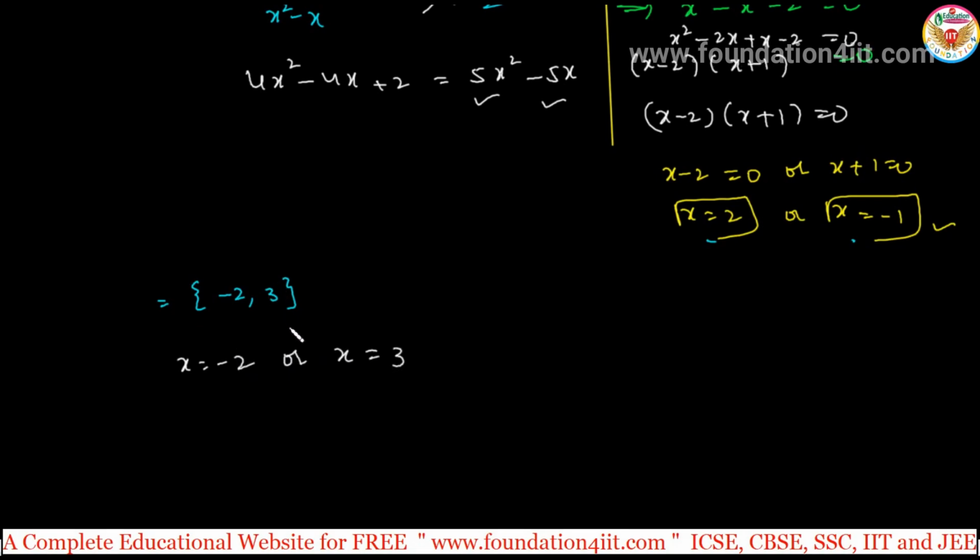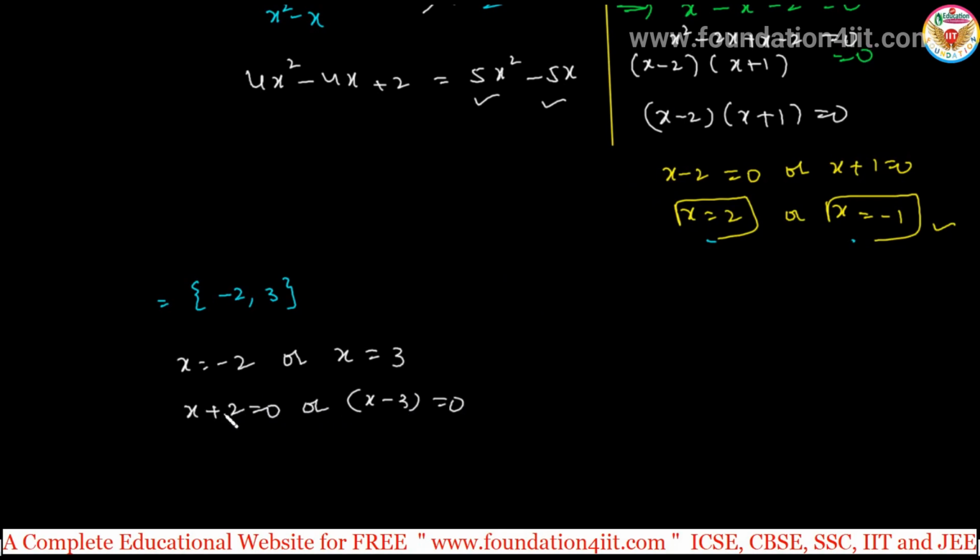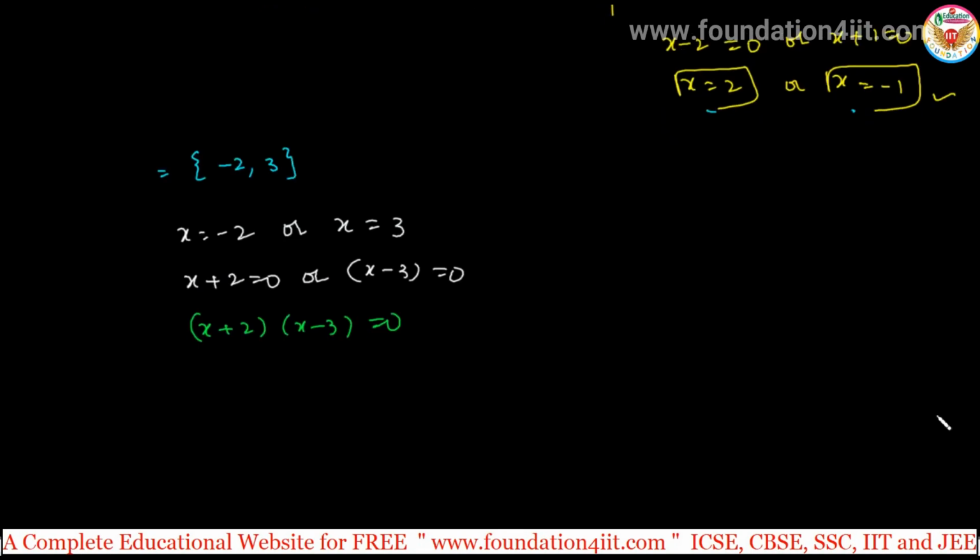The solution set is given. For this, which quadratic equation? These are the solution set. So you can do it in reverse, same method just reversed. That means from the last step to the first step. So x is equal to minus 2 or x is equal to 3. x plus 2 is equal to 0 or x minus 3 is equal to 0. And just by joining this, (x plus 2)(x minus 3) is equal to 0. Then simplify, you get a quadratic equation.